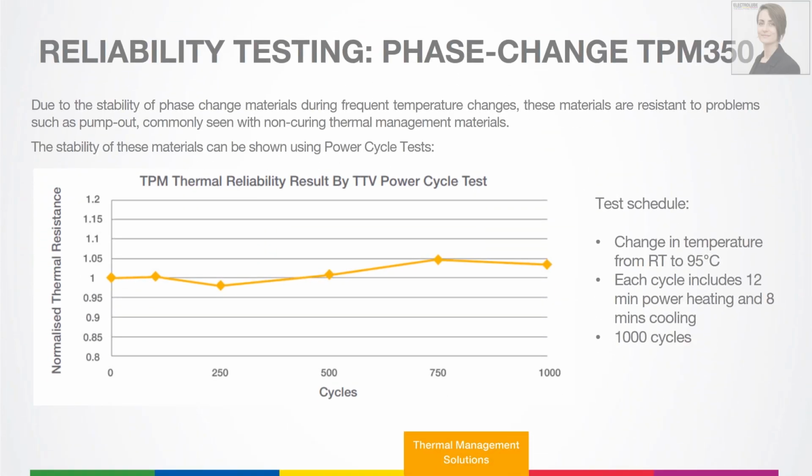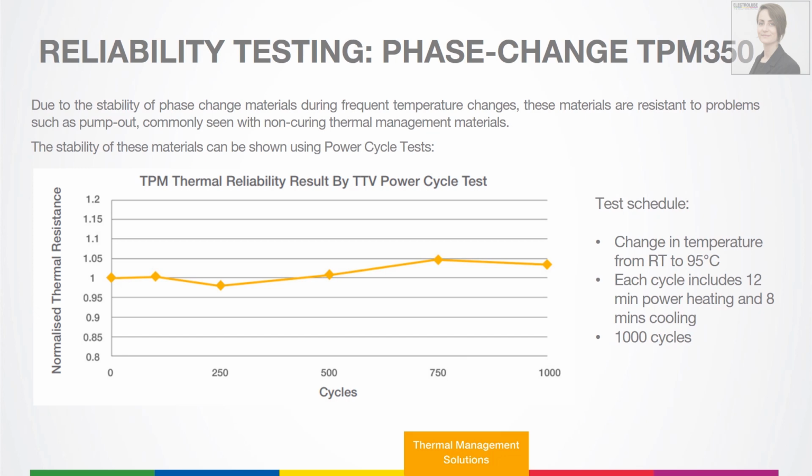This is demonstrated by power cycle testing. So the phase change materials have been tested when you power on and off a device continuously. Here it's up to 1,000 cycles. And you're also looking at a change in temperature as a result of powering on and off.